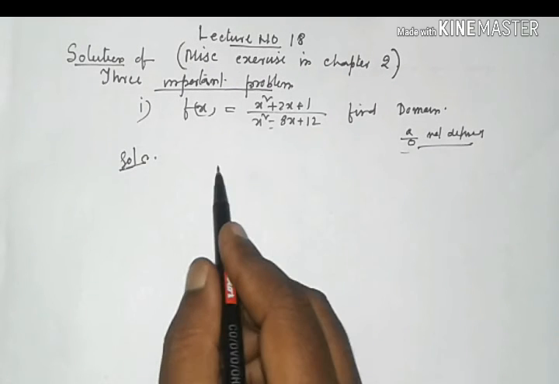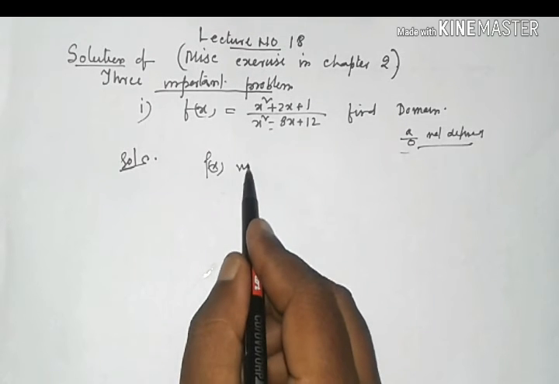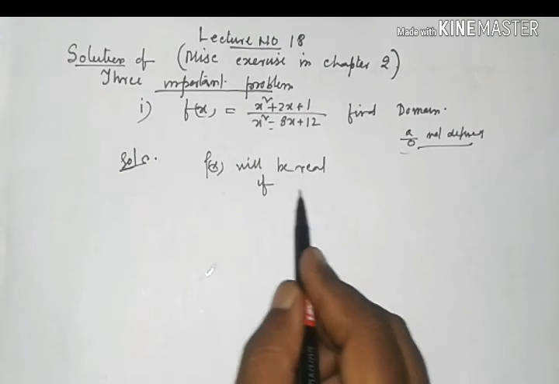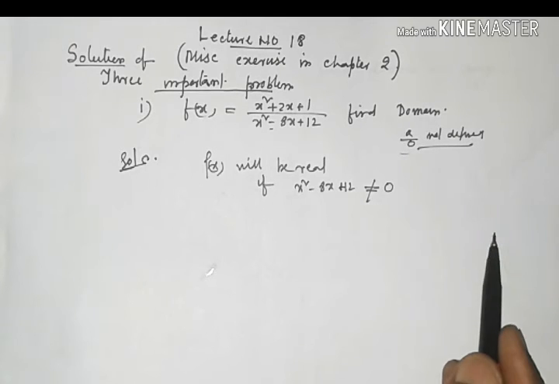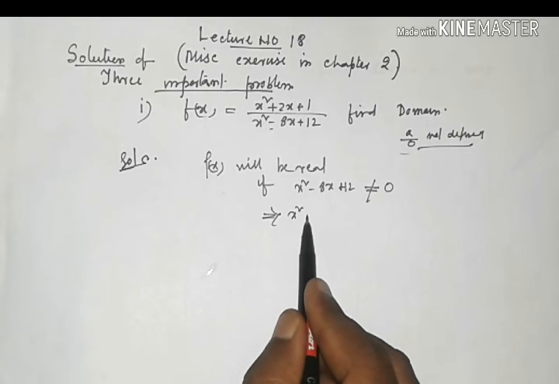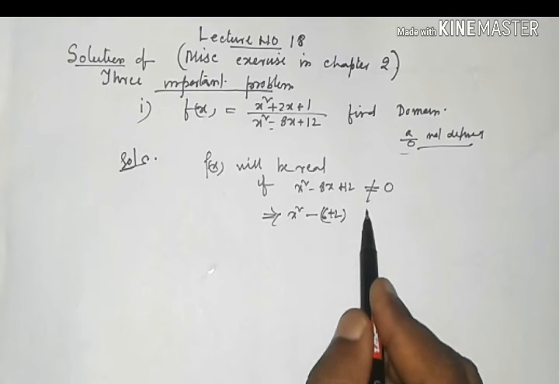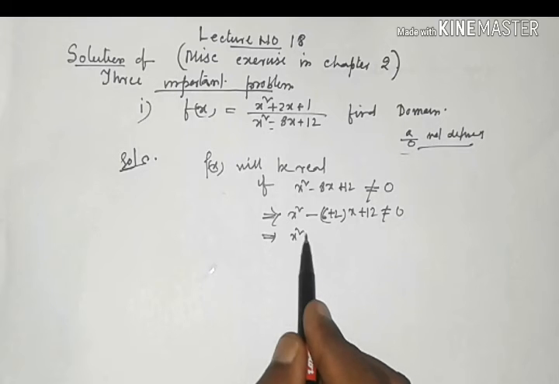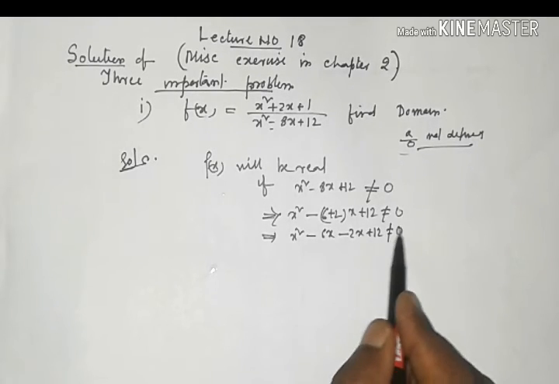So f(x) will be real if x² - 8x + 12 is not equal to 0. Now we solve it by factorization. This implies x² - 6x - 2x + 12 not equal to 0.